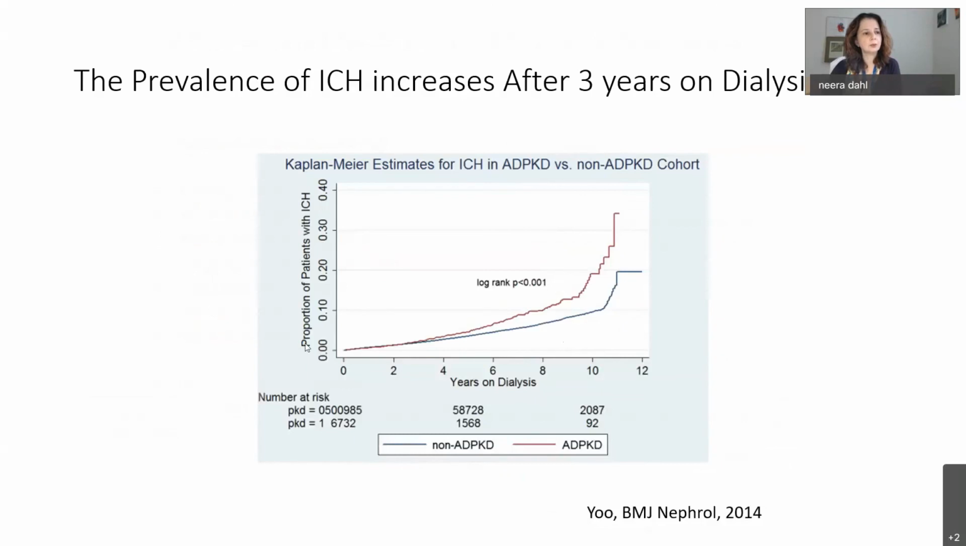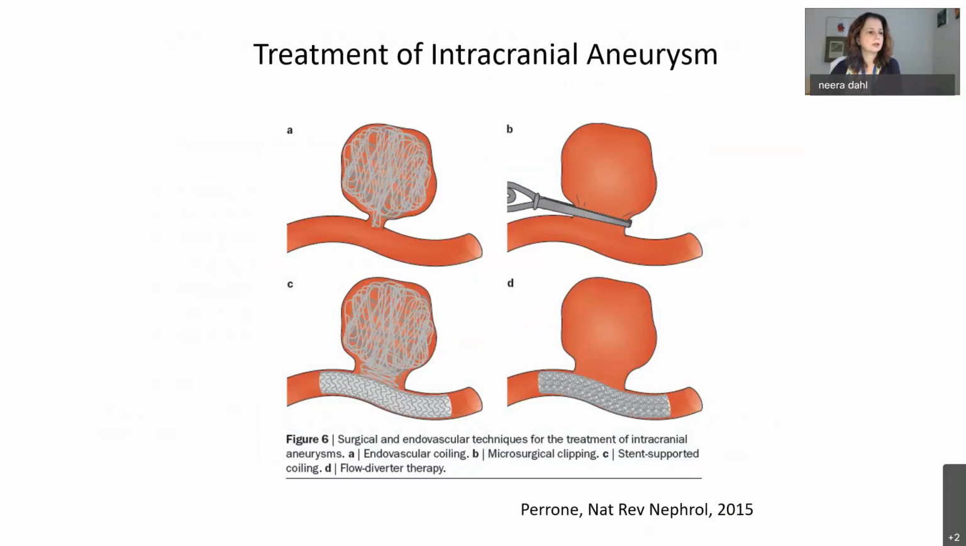And this is important for managing patients, and it's just showing that with time on dialysis, there's an increased risk of intracranial aneurysms that seems higher in the PKD cohort compared to the non-PKD cohort. Important because we tend to give a lot of heparin at dialysis, and so maybe consider screening, if they haven't had it already, before they go on dialysis.